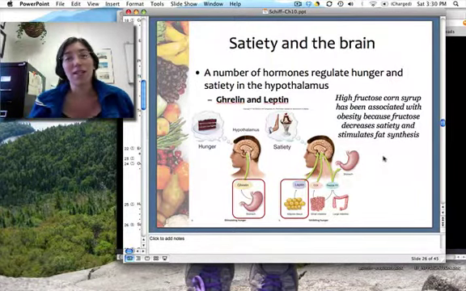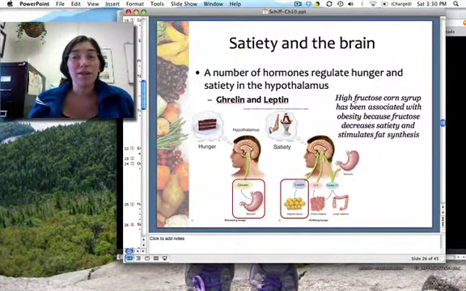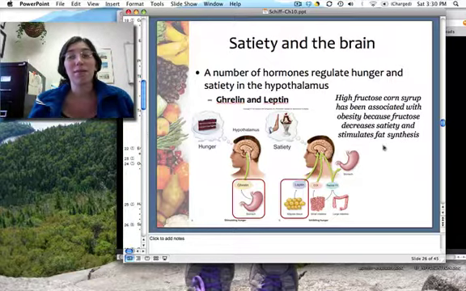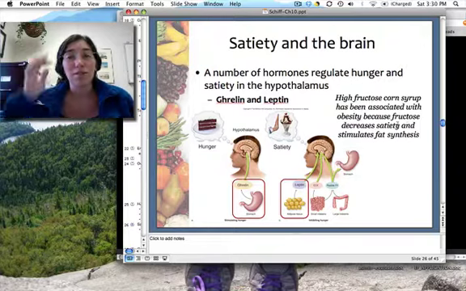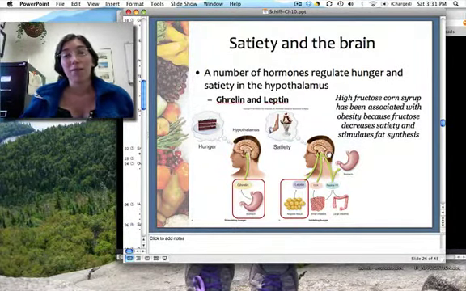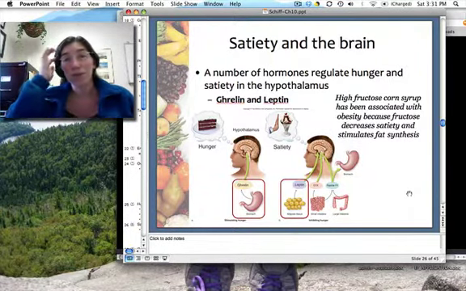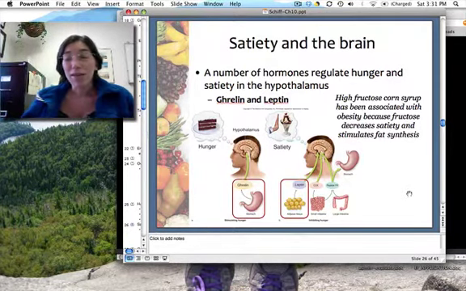And part of the scientific backing of that is that fructose, unlike glucose, actually decreases satiety and stimulates fat synthesis. It has to do with how you metabolize fructose differently than glucose, and also how fructose is not recognized by the brain. The brain uses primarily glucose. So if you have fructose, the brain doesn't recognize that as a source of energy or a source of satiety. So there is potential there for fructose to play a role in obesity and overweight.